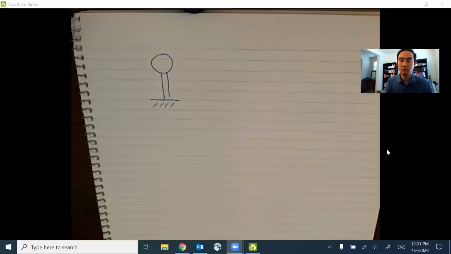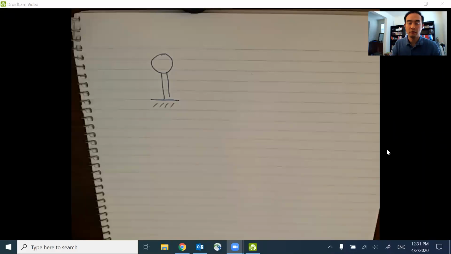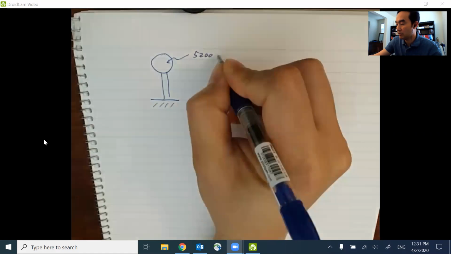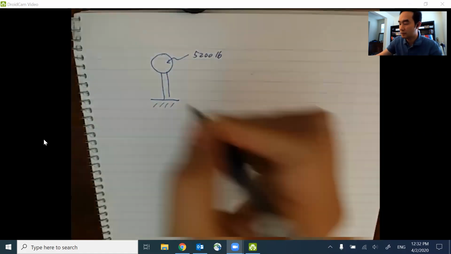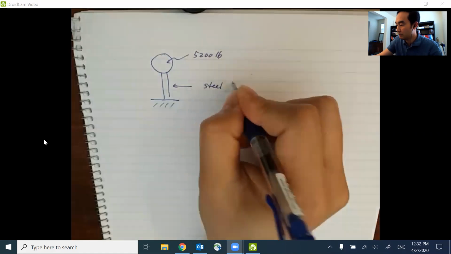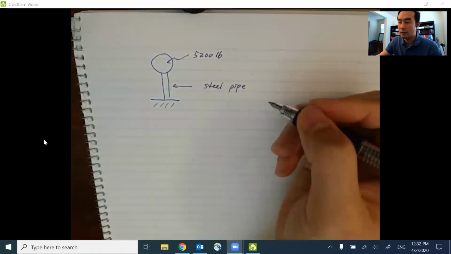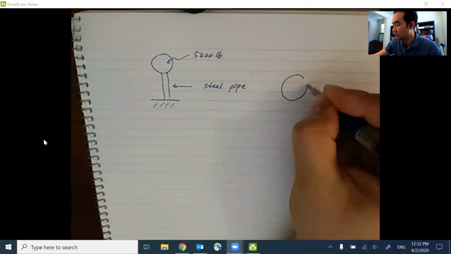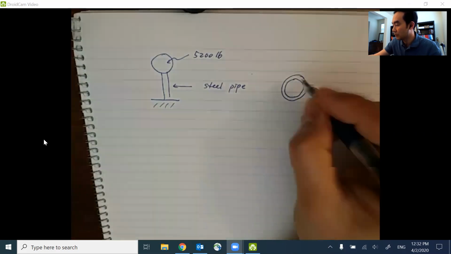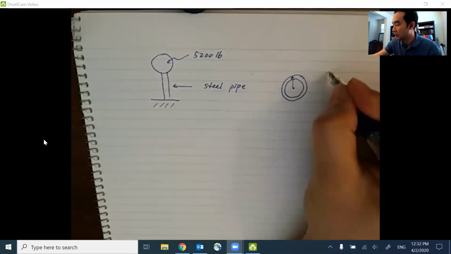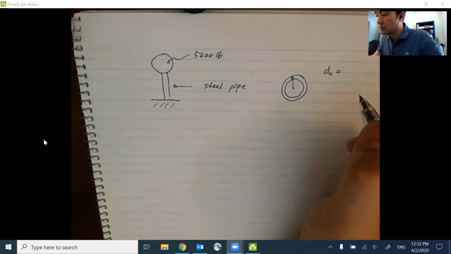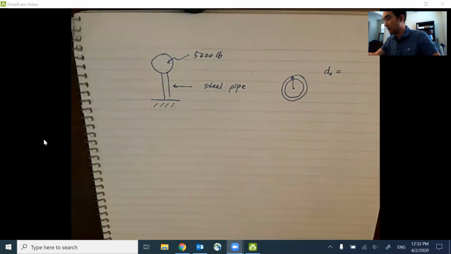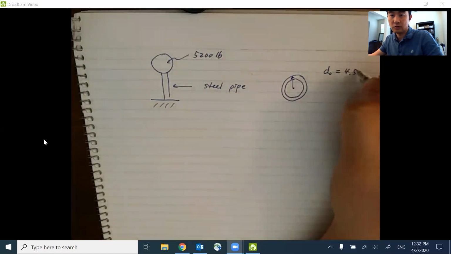Okay, here we go. So this is a simple drawing of the problem. Here we have a weight, and this is 5,200 pounds. And then this is a steel pipe. The nominal diameter is 4-inch, but the cross section looks something like this. So here we have a hollow section. The outer diameter, D_O, is, let's see, 4.5 inches.